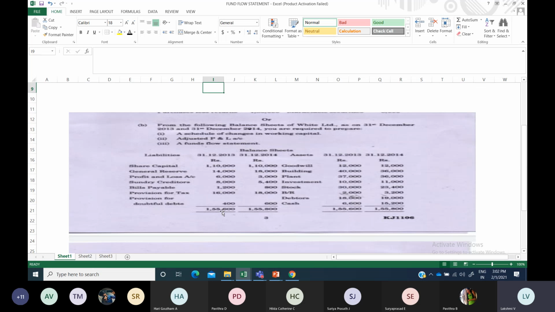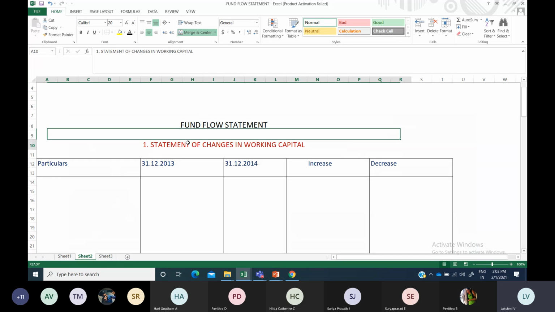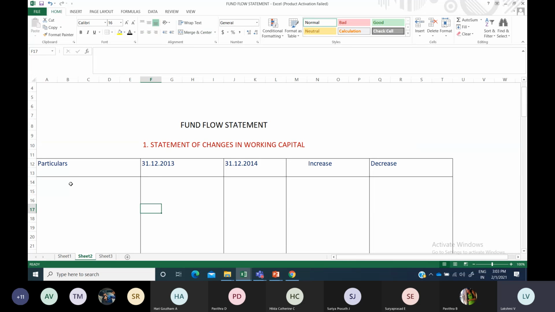Before working out this problem, go through the entire sum and find out what items they have given and where each should come. If you go through it like that and then start working, it will be easy for you to solve this problem. So let us move to the first step. Make a format like this. The first step will be your schedule or statement of changes in working capital.